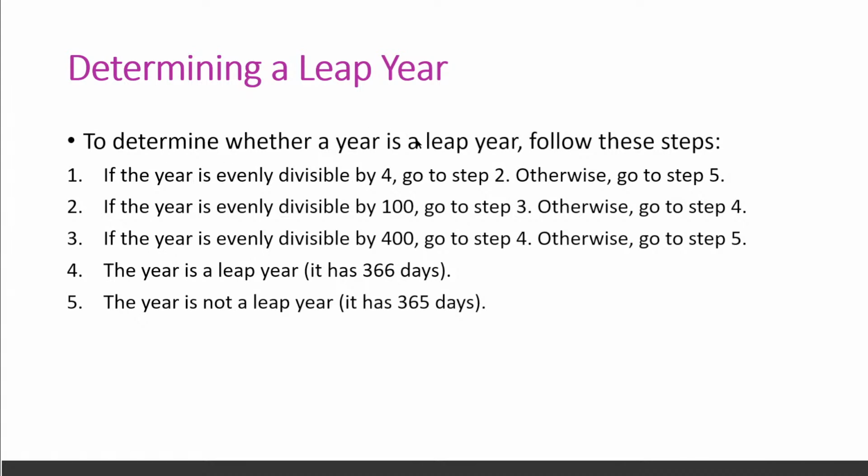So if the year is evenly divisible by 4 and evenly divisible by 100, we have to check to see if the year is evenly divisible by 400. If the year is evenly divisible by 4, 100, and 400, then it is a leap year. If it's only evenly divisible by 4 and 100, but not by 400, then it's not a leap year.